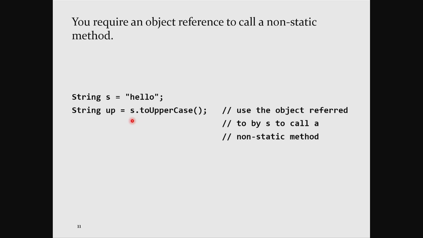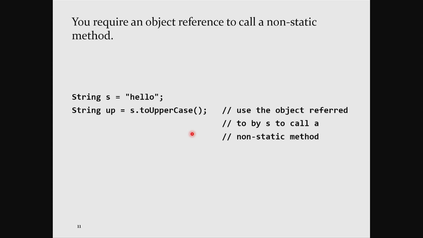Here, I'm using an object because I have to, because toUpperCase is a non-static method. Because it's non-static, that means I need an object. If you have a static method, that means you need a class. So that's the distinction between static and non-static for methods. A static method belongs to a class, so you call it with the name of the class. A non-static method is associated with an object, so you always call it with an object reference. If you try to call toUpperCase with String.toUpperCase, it doesn't work. The compiler will complain, and it says you're trying to call a non-static method in a static way.